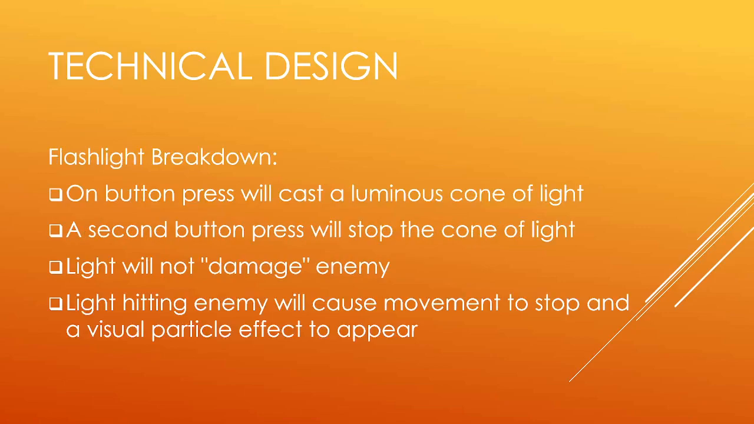The breakdown of my flashlight is that when the player presses the on button, left mouse click, they turn on the flashlight, emitting a luminous cone of light. If the player presses the button again, it will turn the light off. The light will not technically damage the enemy, but will send an alert to the target, allowing the particle effects to be triggered. Once the light is not hitting the enemy, the particle effect will be turned off and stopped.